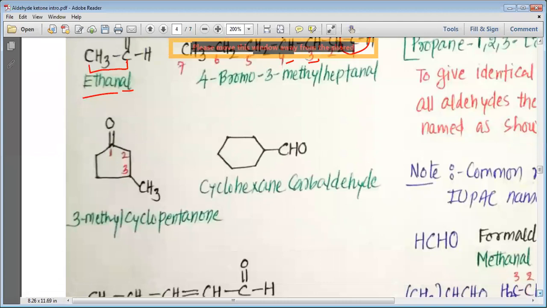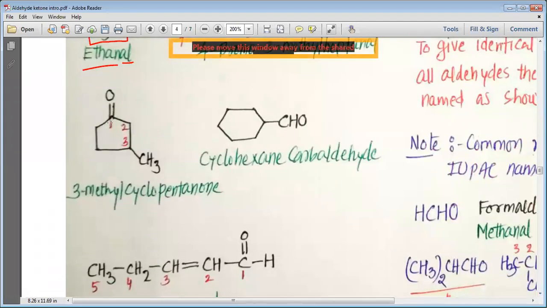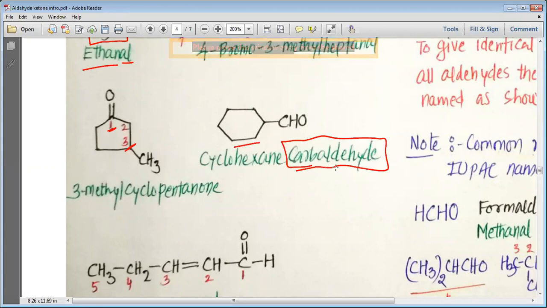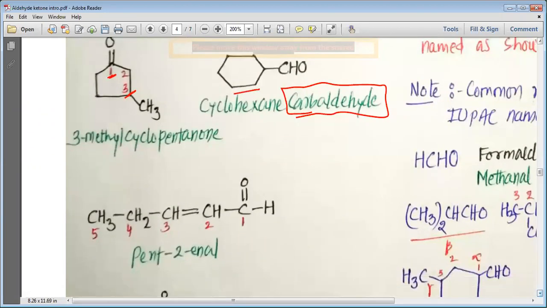Now you can look at this. This carbon is given the priority. It's the first carbon, then the second carbon. This is the third carbon. On the third carbon, we have a methyl group. So it is 3-methylcyclopentanone. You can see it is 3-methylcyclopentanone. Here we have the method of adding carbaldehyde. So it's cyclohexane carbaldehyde. We have already seen cyclopentane carbaldehyde.